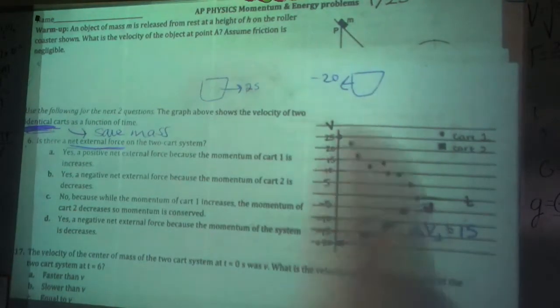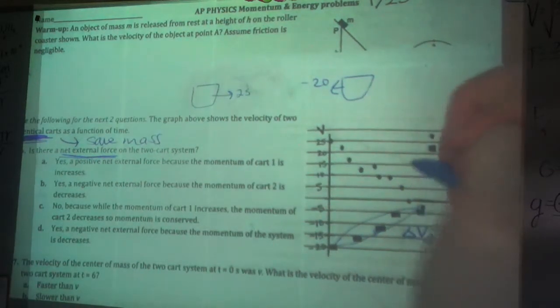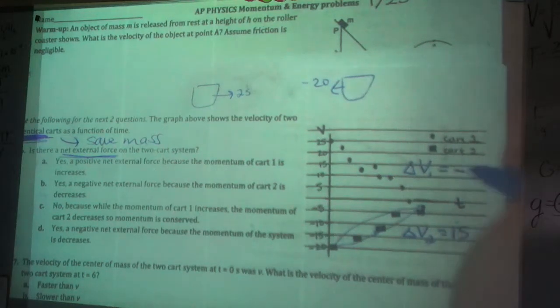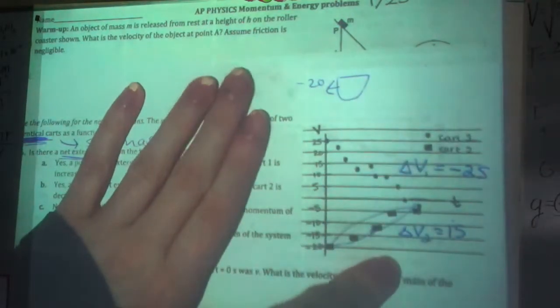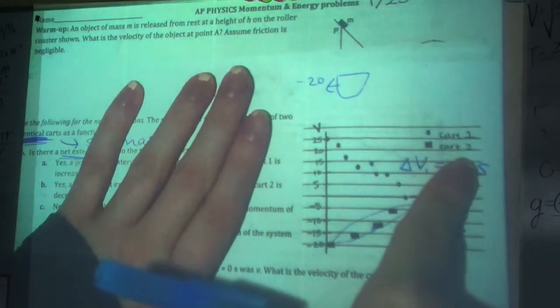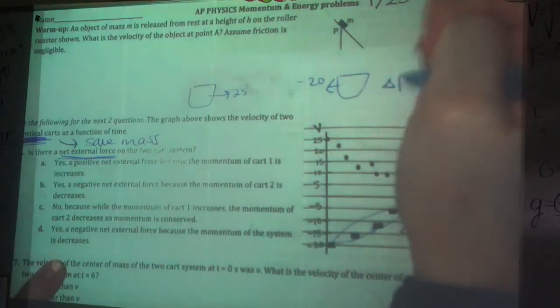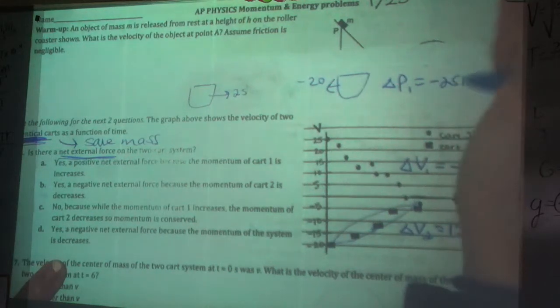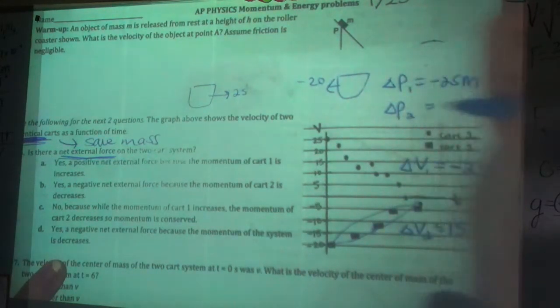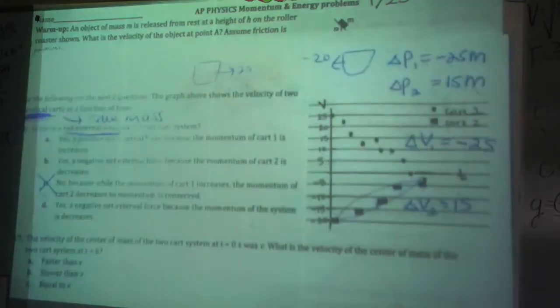And this one goes from 25 to, I don't know, 0. Maybe you'd say negative 5. I'm going to say 0. So the change in velocity for cart 1 is negative 25. Now, it is totally possible to have two different changes in velocity but momentum stays conserved. That would be if this one had a bigger mass and this one had a smaller mass. But it told me that they have the same mass, so the change in momentum for cart 1 is negative 25 times the mass, and the change in momentum for cart 2 is positive 15 times the exact same mass. So here, momentum is not conserved, which means there is an external force, because momentum wasn't conserved.